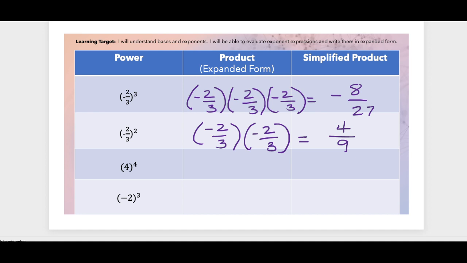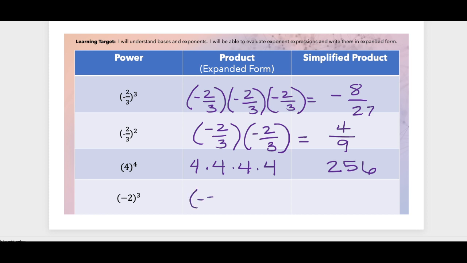Okay, the next one is just 4 times 4 times 4 times 4. 4 is my base number. 4 is also my exponent. 4 times 4 is 16. And then 16 times 4 is 64. And then lastly, 64 times 4 is 256.